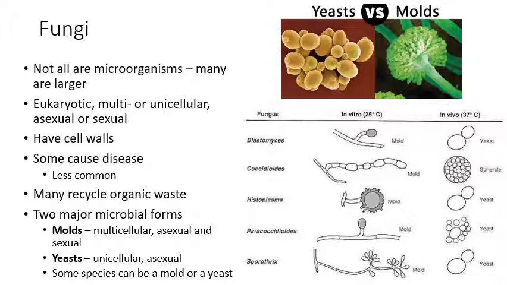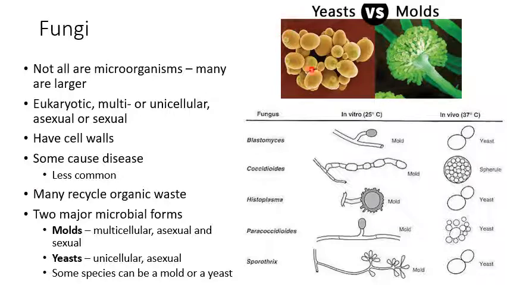In terms of the fungi that are microbes, you have two major types, either yeasts or molds. Molds are multicellular. They reproduce asexually and sexually. Yeasts are unicellular and they reproduce asexually. And you have a lot of species that can either make a mold form or a yeast form, so they can be both. They can differentiate.